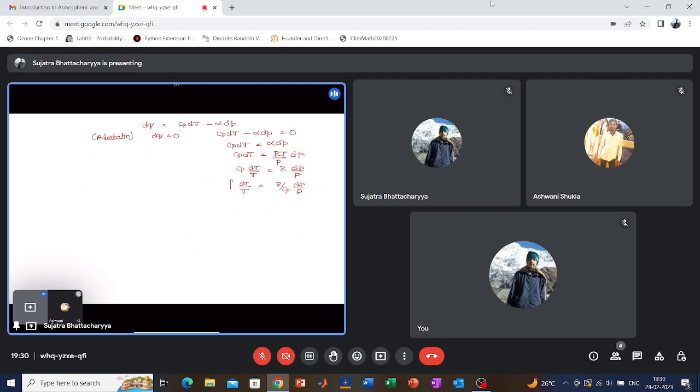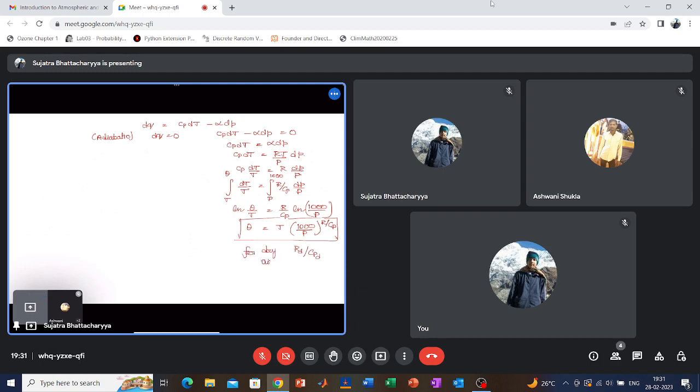Integrate it from where to where? From some T to theta, and from some P up to 1000. Okay, so it will be log of theta by T equal to R by Cp, which is a constant, times log of 1000 by P. Right? So theta will be equal to T times (1000 by P) to the power R by Cp. Fine. For dry air, we just change this to Rd by Cpd.